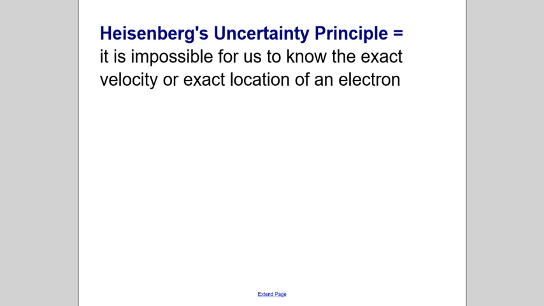So all of this electron configuration really centers around Heisenberg's uncertainty principle. It is impossible for us to know the exact velocity and exact location of an electron. So if we know the velocity, we can't know its location. If we know its location, there's no way for us to know either the magnitude or direction of the velocity. So basically, you just cannot know both of those at the same time.